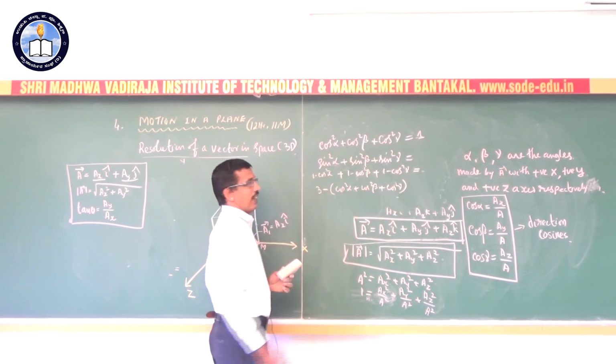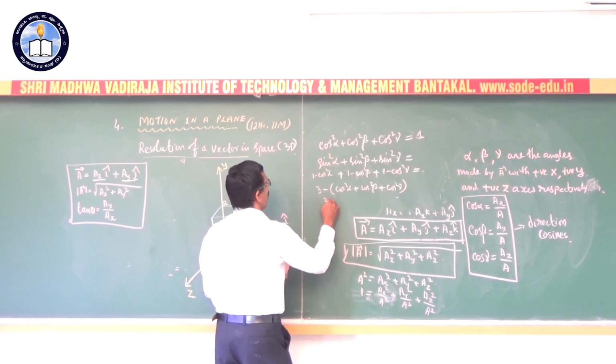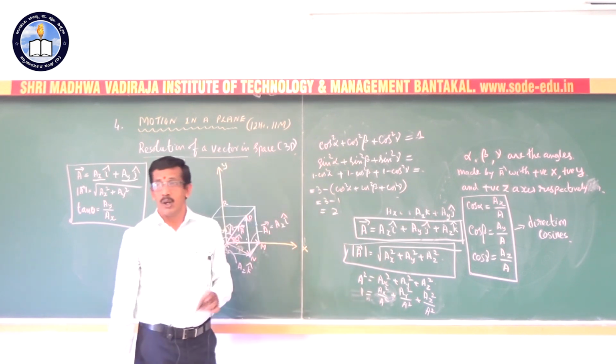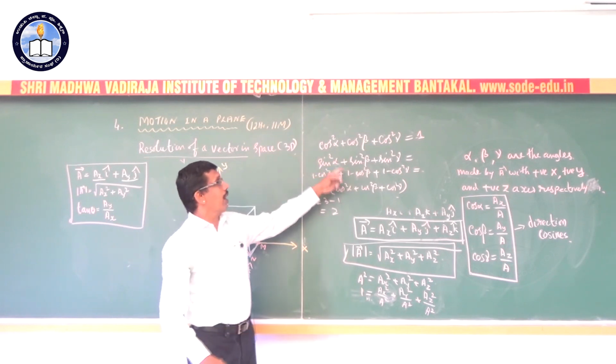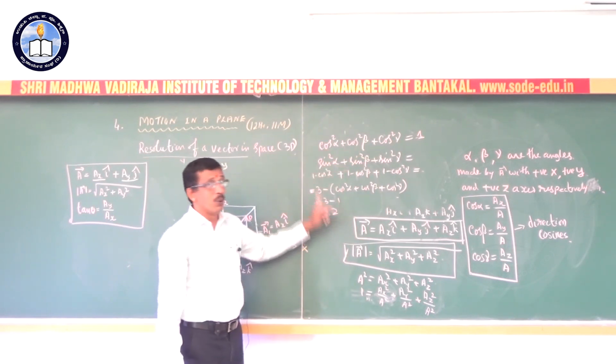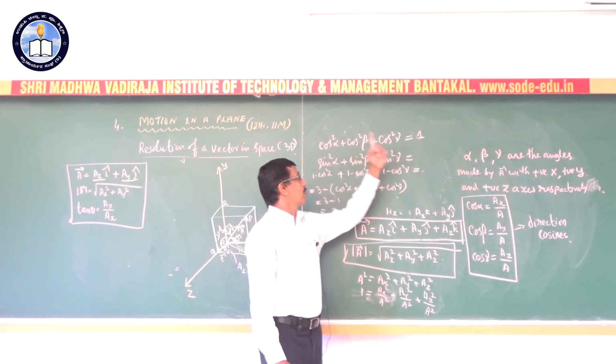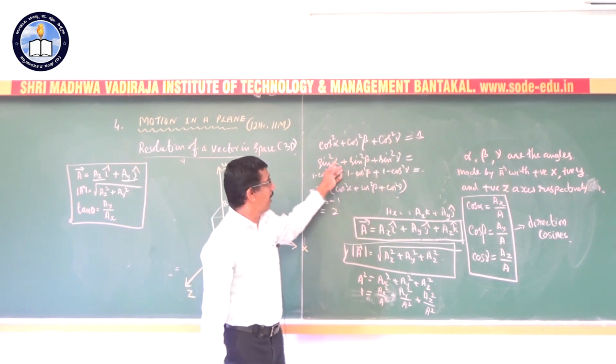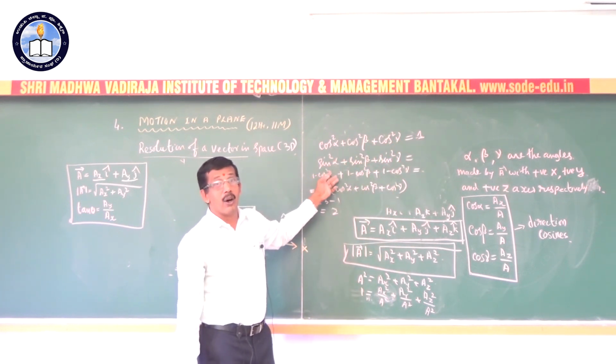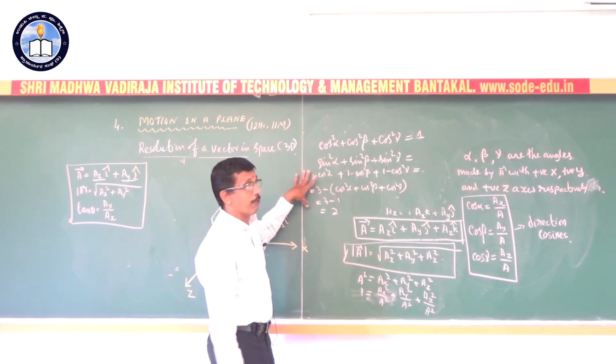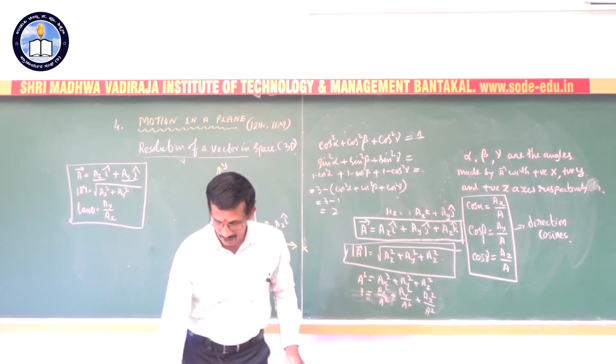Minus is taken outside. This value we already know. 3 minus 1, the answer is 2. So, sin square alpha plus sin square beta plus sin square gamma is equal to 2, while cos square alpha plus cos square beta plus cos square gamma is 1. These are important not for the annual examination but for competitive examinations.